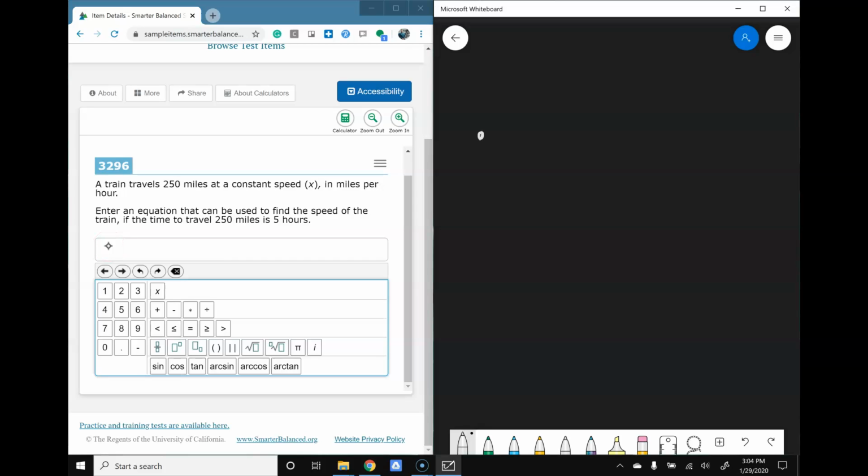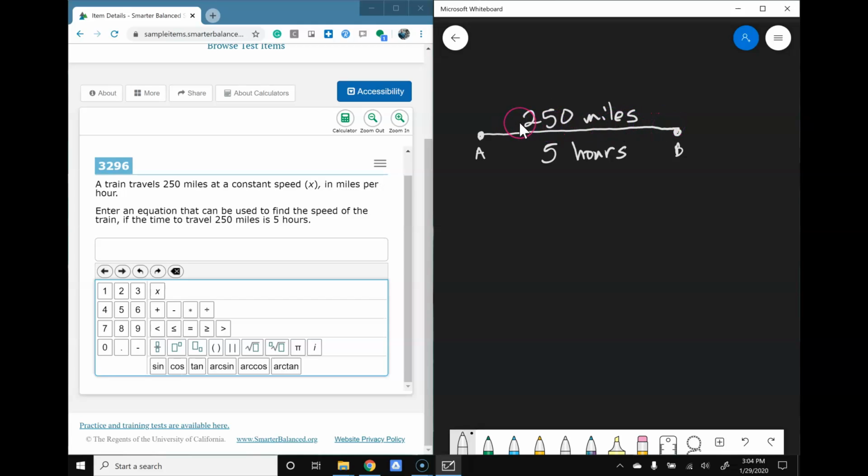We know that the train is traveling from one point to another point. Just call it A to B. And this distance is 250 miles. And we also know from the word problem in the last sentence that it took 5 hours to travel these 250 miles.